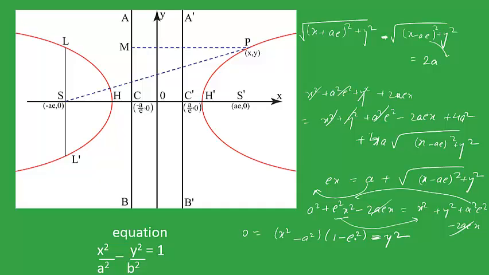So now putting the value of e, 0 equals x square minus a square into 1 minus c square by a square, and doing the simpler algebra you will obtain this particular general equation. Do remember this equation and remember the situation in which it occurs, that is when the principal axis lies on the x-axis and the center is at 0, 0.